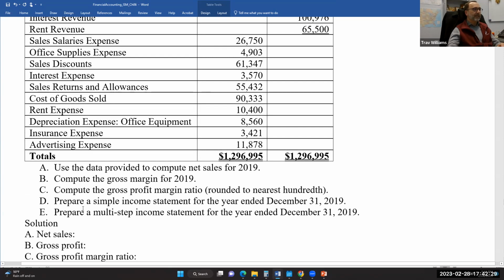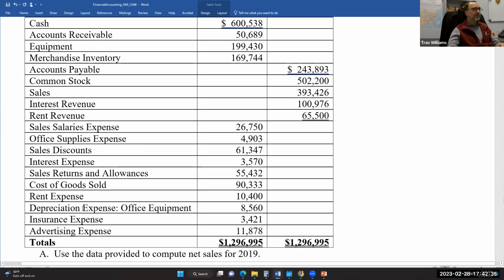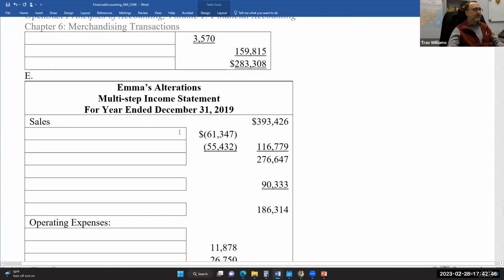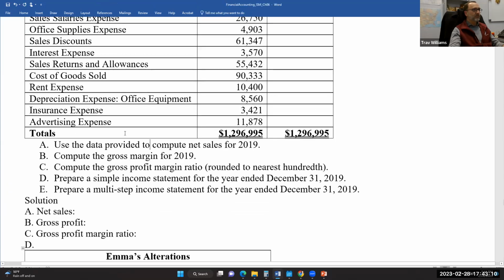So we're going to start with part E, and then we'll do the other parts. So we'll start with the multi-step income statement. The first thing we need is our gross sales, which is just called sales. Okay, so let's start with that. Okay, oh, it's already here. I forgot. On this one, we've got the numbers and we need to fill in what they are, okay? So if that's our gross sales, this is probably sales discounts. And this is probably sales returns and allowances. Let's double check that just to make sure.